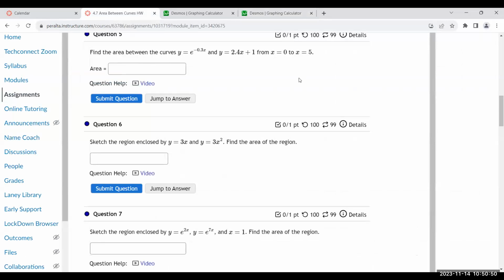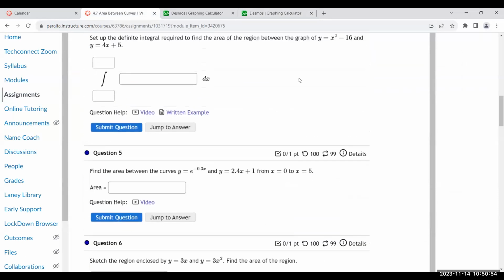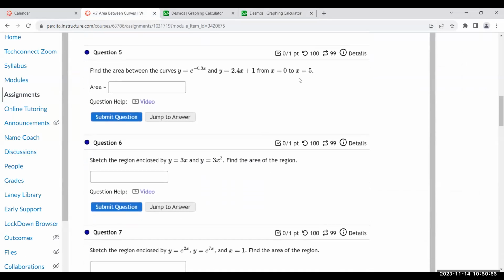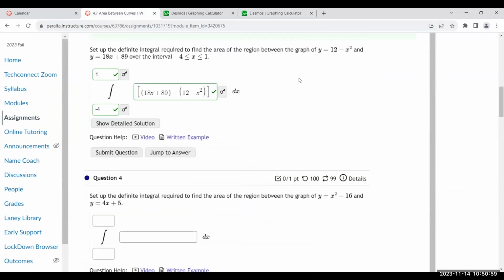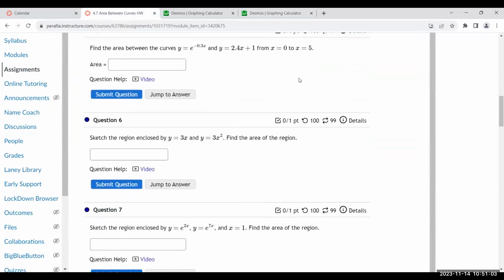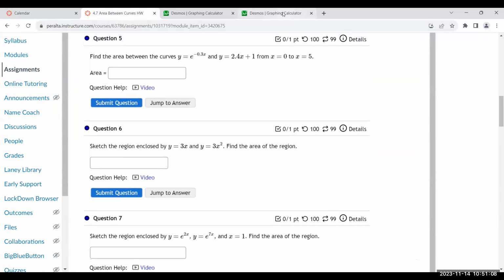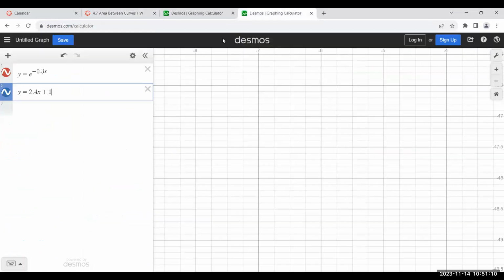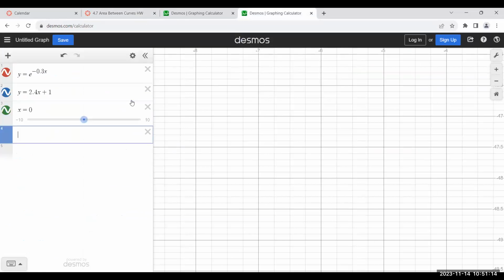So this time they're not asking us to just set it up. This time we actually have to do the integrating. So it looks like numbers 1 through 4 are just set up, and then number 5, integrate. So it says from x equals 0 to x equals 5. So they're basically giving us our interval right there. I'm going to go ahead and graph those, x equals 0, x equals 5. So we have the vertical lines there.